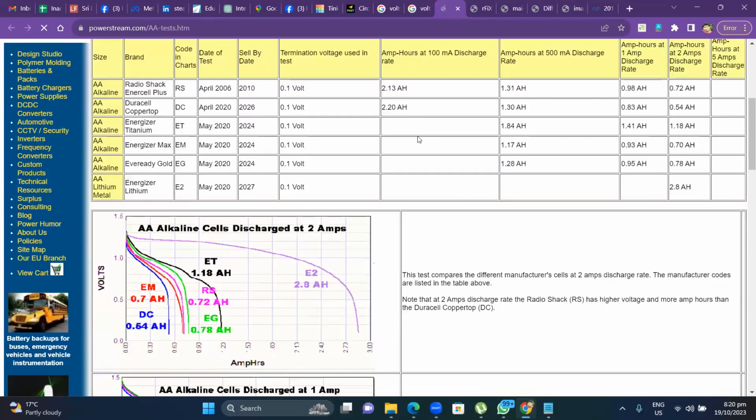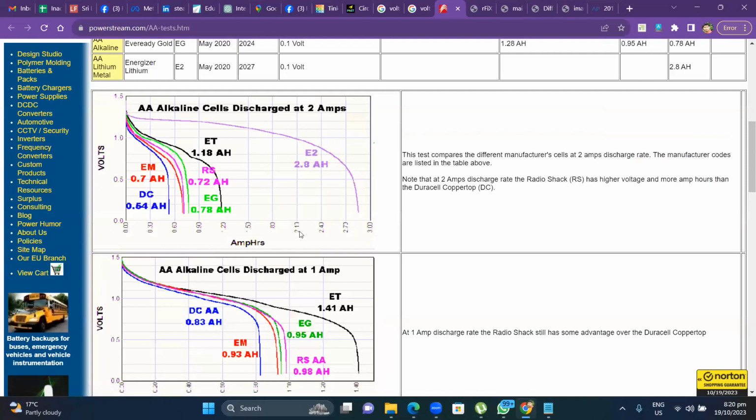Okay, this is basically an experiment done with a battery with certain ampere hours. This test compares the different manufacturer cells at a 2 amps discharge rate. The manufacturer codes are listed above. Note that 2 amps discharge rate, the RadioShack has higher voltage and more amp hours than the Duracell. This is the comparison basically.